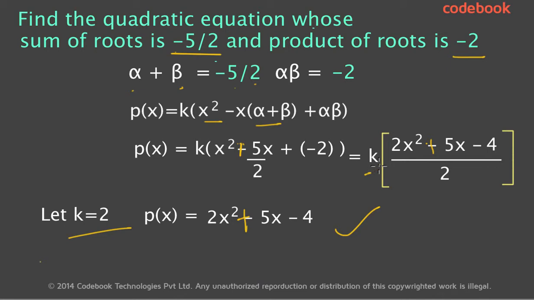For example, if I substitute k equal to 4, then 4 divided by 2 is 2, so we have to multiply the whole equation over here with 2. So this becomes 4x square plus 10x minus 8 when k is equal to 4. In this way, you can find the quadratic equations given its sum of roots and product of roots.